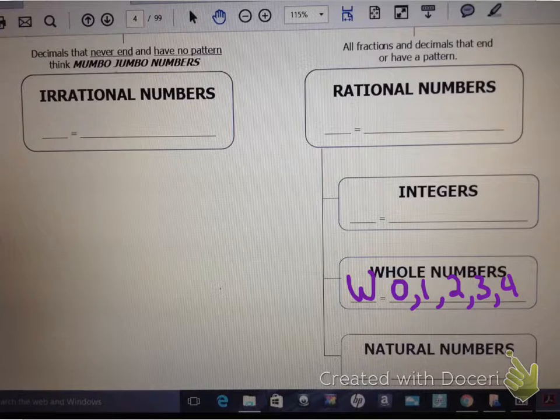Now we're going to get down to natural numbers. Natural numbers are basically the same as your whole numbers. The only difference is it does not include the 0. So the only difference between a whole number and a natural number is the 0.